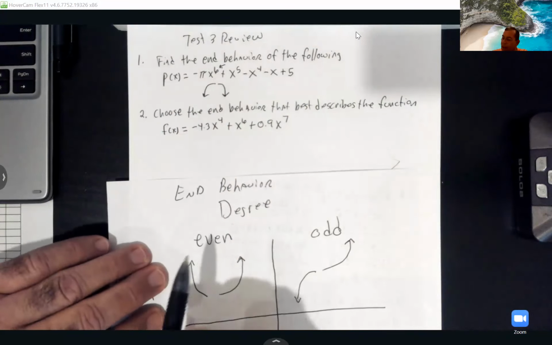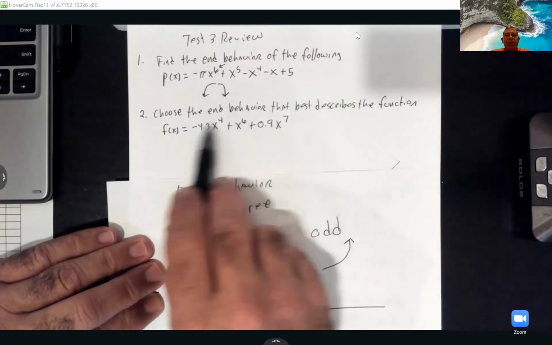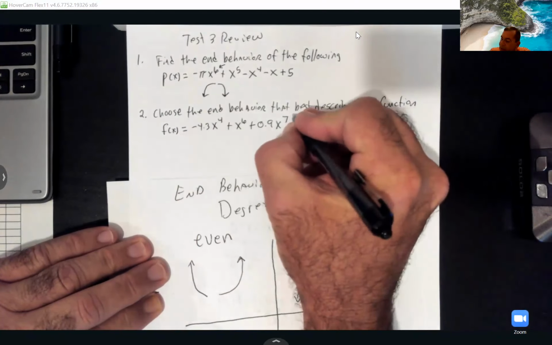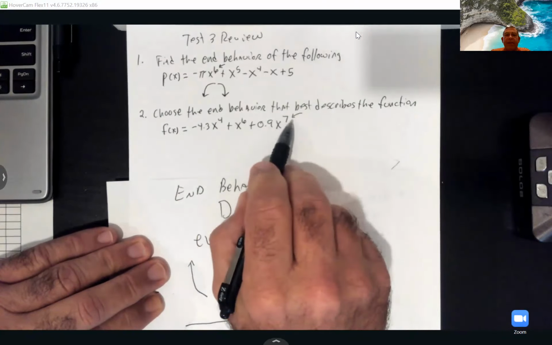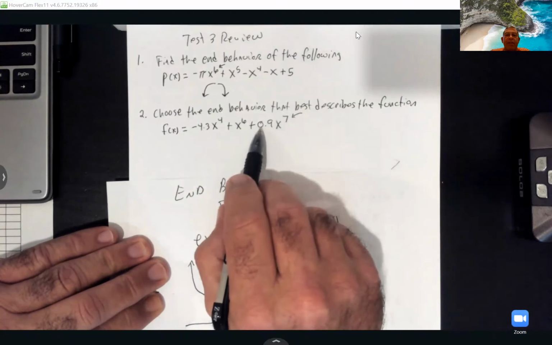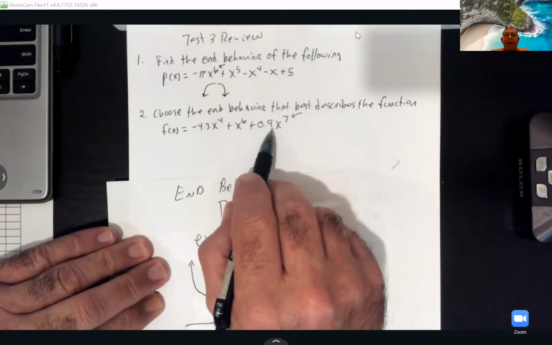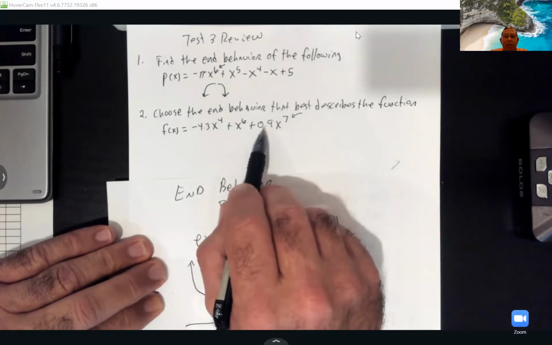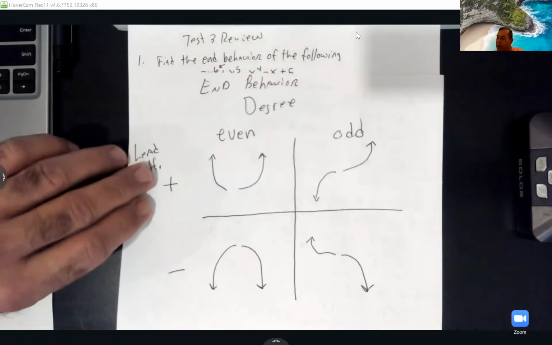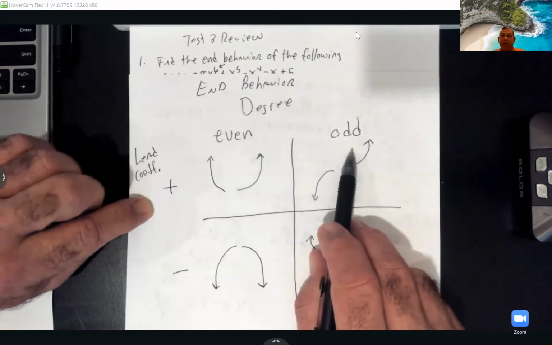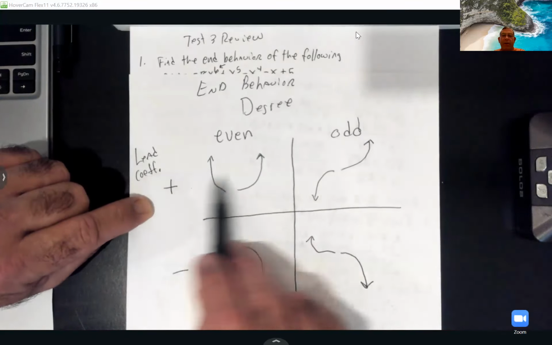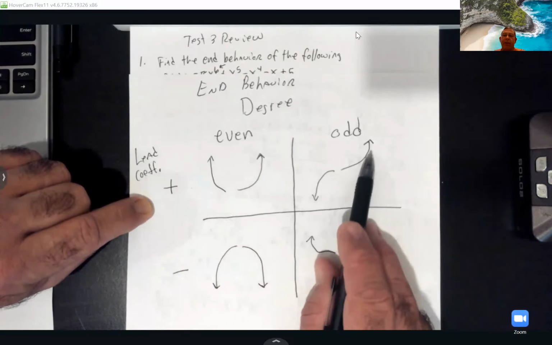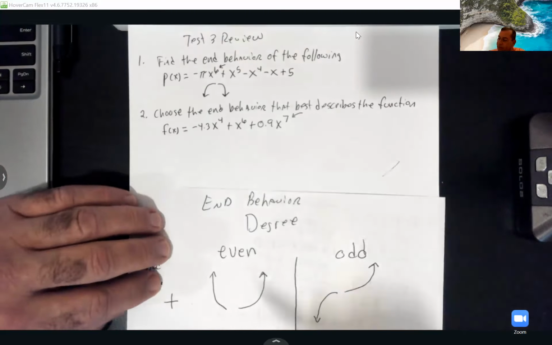So y'all, the same thing. Notice on this number 2, though, they got it out of order. So my degree is actually the highest exponent, which is the 7. And my lead coefficient is that positive 0.9. So I got an odd degree and a positive lead coefficient. So on my chart, odd degree, positive lead coefficient will be the top right. So it's going to go uphill, left to right.